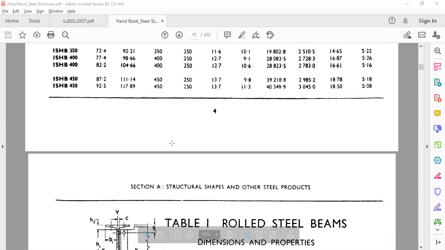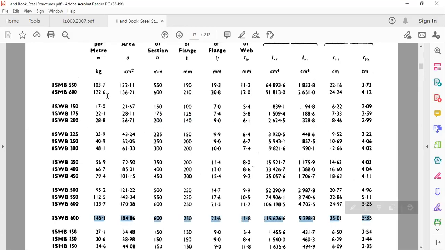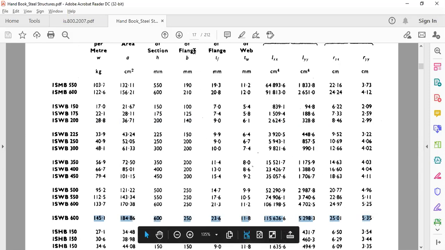Then for ISWB 600, these are all the values. H is equal to 600 mm, breadth of flange is equal to 250, thickness of flange 23.6, thickness of web 11.8 mm, Ixx we can have, and r minimum value 5.35. Now these details I have to write down.